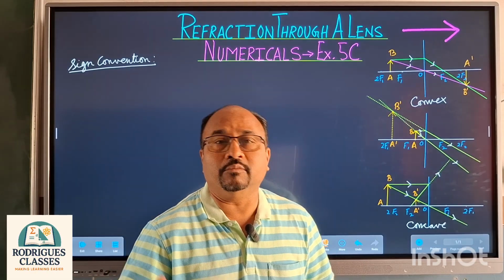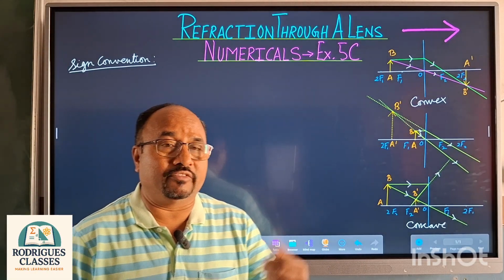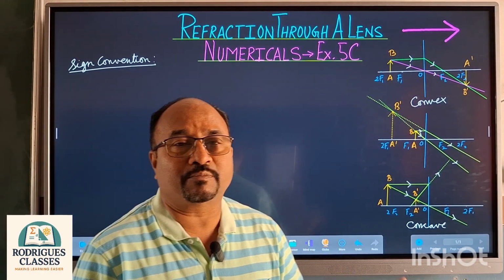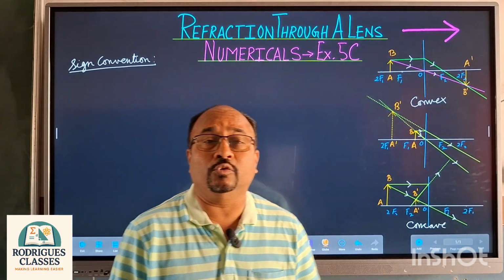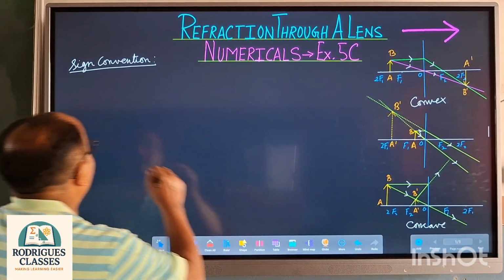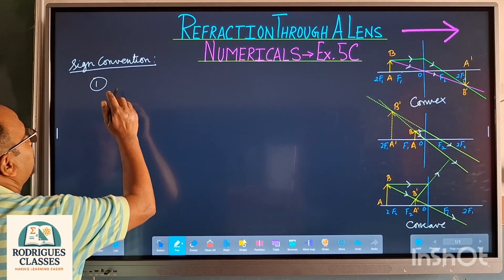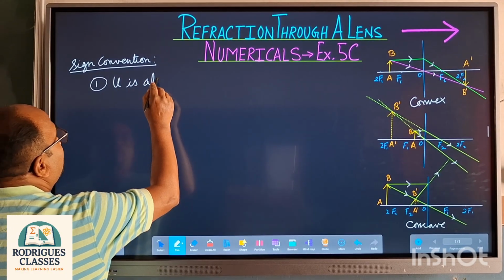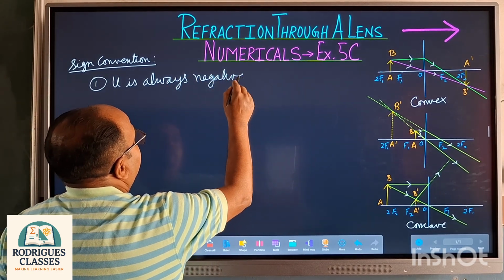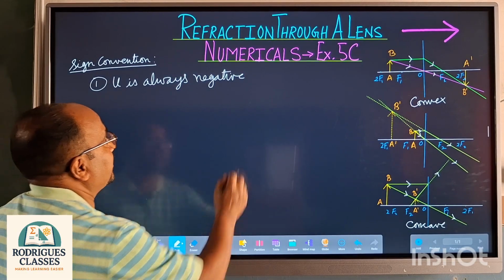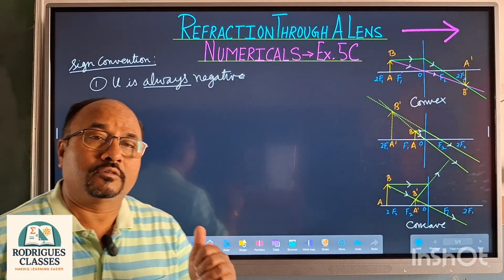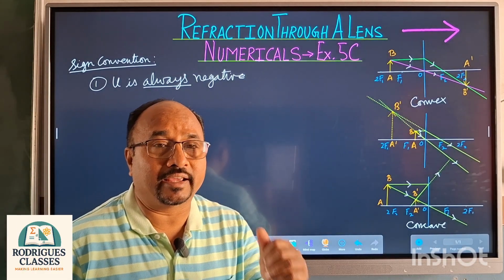It means the moment you get object distance given, whatever is the value given, write a negative sign with it. So if the numerical says the object is placed at a distance of 25 centimeter, you will write U equals minus 25 centimeter. So I will write a conclusion here that U is always negative. Okay, U is always negative. So remember that. This word always I am underlining. So always start with taking U as a negative sign.